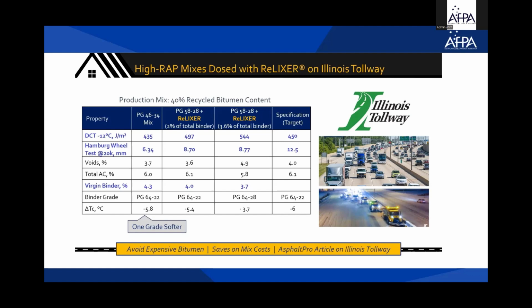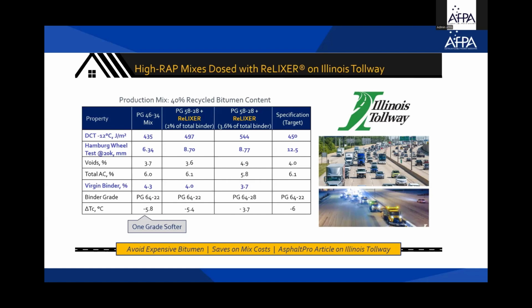I want to highlight a couple of quick points. One is, I alluded to this earlier, the cost reduction potential. You can see that with the softer grade material, you needed about 4.3% of virgin binder, and that steadily dropped as you increase the amount of Relixer in your mix. The reason for that is Relixer forced more and more of the aged bitumen in RAP to behave like virgin bitumen, thereby reducing the amount of virgin bitumen needed.